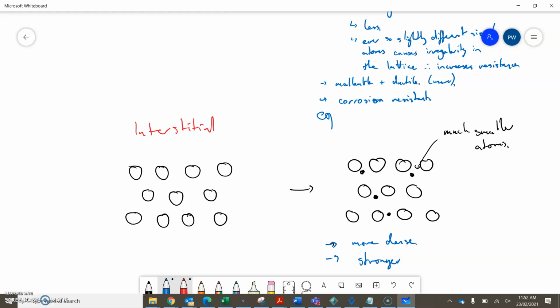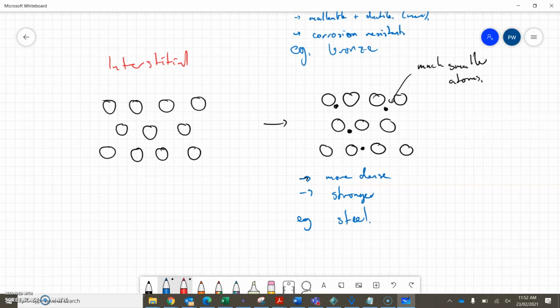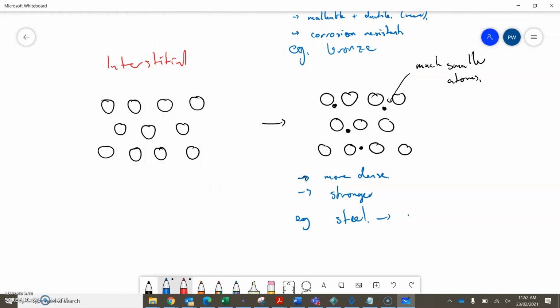So an example of substitutional is something like bronze. An example of interstitial is steel. Steel is an alloy of iron. So the larger atoms here would be iron, and the smaller ones there would be carbon. Stainless steel is something slightly different. Stainless steel would have a little bit of nickel, maybe a little bit of chromium in there as well. So it's actually a blend of both substitutional and interstitial alloys.